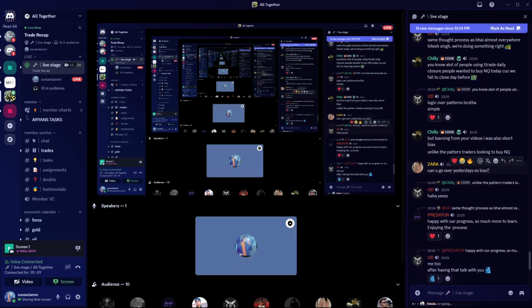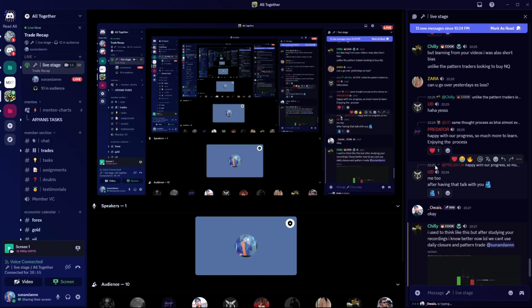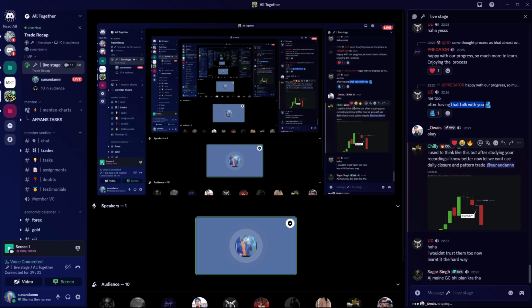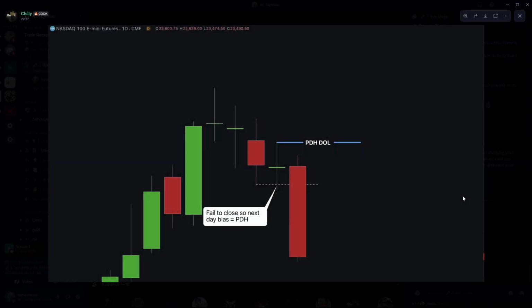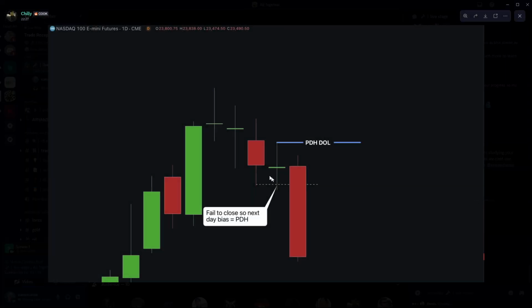Yes, loss, same framework as today, I would say. I used to think like this, but after studying your recording, I know better now. We can't use daily closure, because this could be a retracement, respecting the previous day's EQ. But I don't wanna be that guy who has a reason for every single move and would always be telling you why your idea failed, why this could not have been preferred. No.